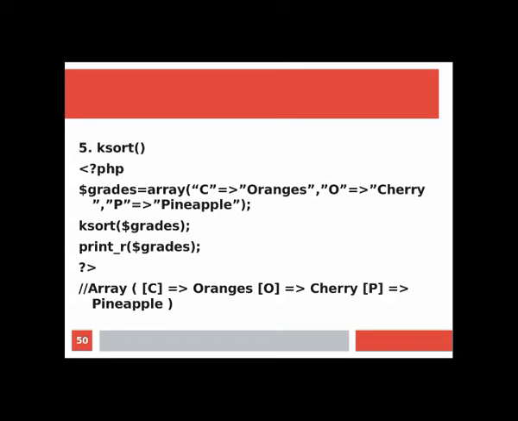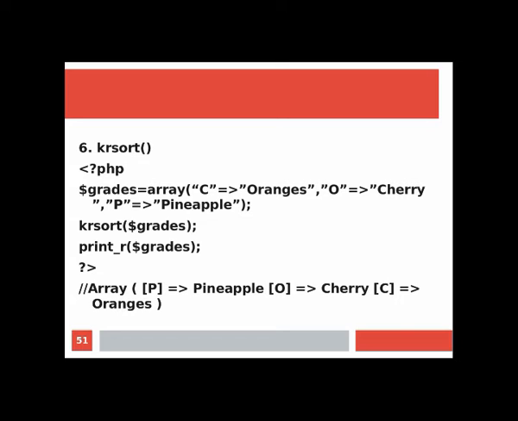That's why here the output will be array in bracket, subscript is C here, then arrow oranges, then again subscript O arrow cherry, then subscript P arrow pineapple. So this will be printed in this fashion. So the next function, krsort. Here the krsort function sorts the keys of the array in descending order by maintaining the key-value association of the array, and the syntax is krsort in bracket target_array.